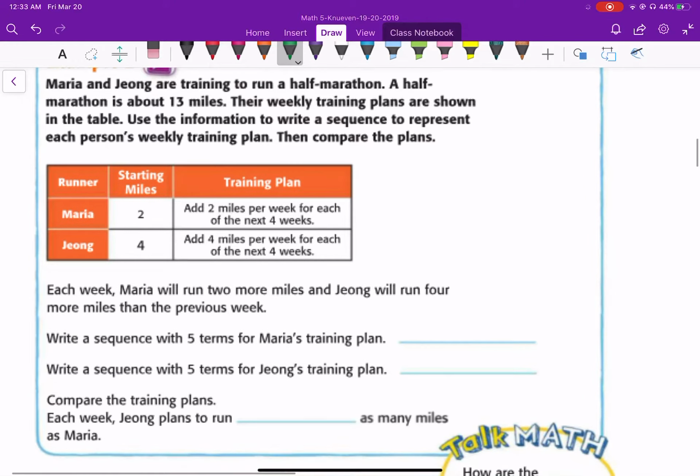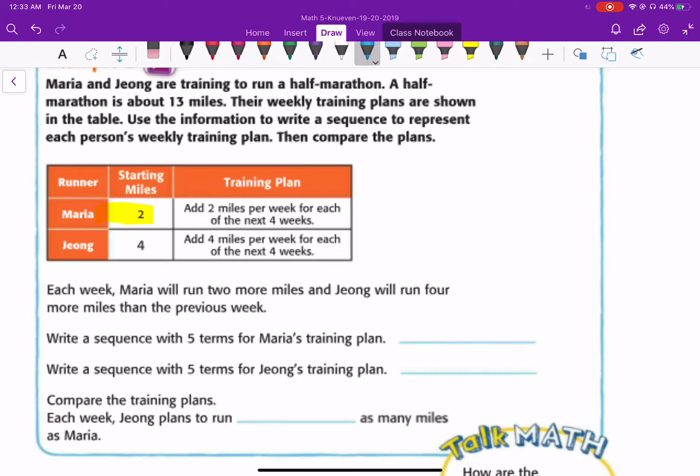All right. Let's do another one here. Maria and Young are training to run a half marathon. A half marathon is about 13 miles. Their weekly training plans are shown in a table. Use the information to write a sequence to represent each person's weekly training plan. Then compare them. We know that Maria runs 2 miles each week for each of the next 4 weeks.